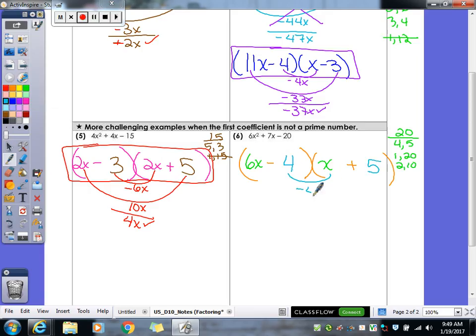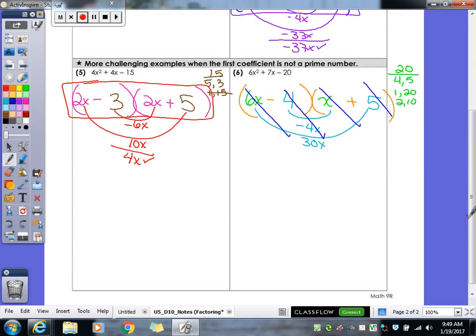So my little smile would give me a negative 4x. Big smile would give me a 30x. I'm not even going to take my time combining those because I already know it's going to be too big. 30 is too big. So if I flipped it, though, I would have a 5x and a 24x. Would that really work? No. So I think you guys may have been right the first time. We probably should go with 3x and 2x.